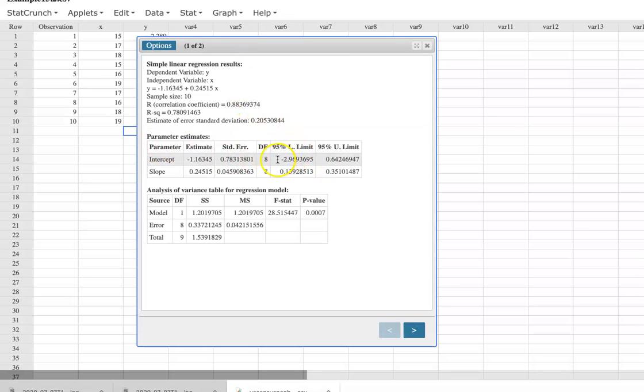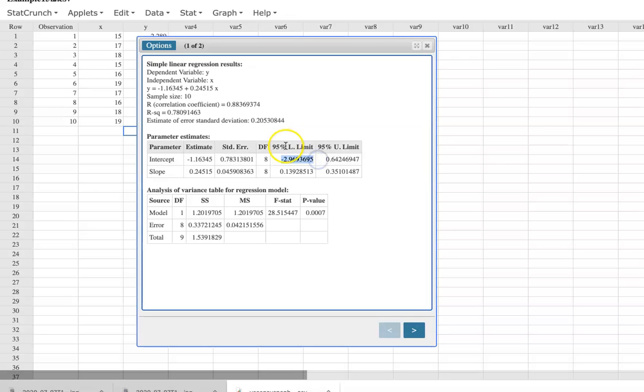So for these parameter estimates, we have the 95% lower limit and the upper limit for the intercept and for the slope. So what we're actually interested in for this problem is the slope. And so here our confidence interval states that we are 95% confident that the true slope is between 0.139 and 0.351. What's important here for us to recognize is that we're confident that it is positive, and we're confident that it's going to fall between these two values.